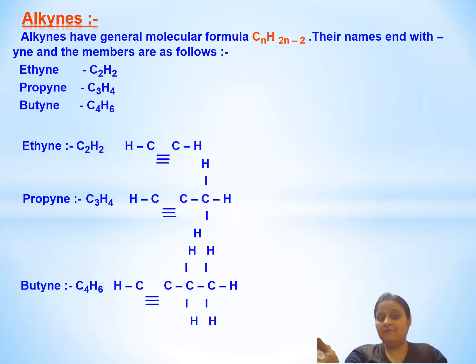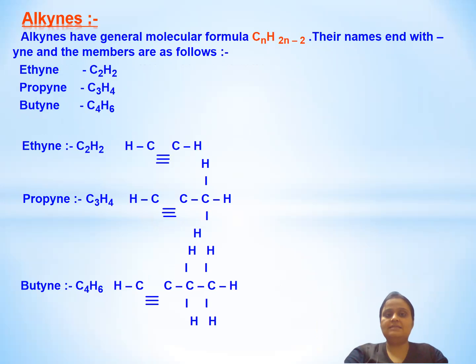The same you people have observed in arithmetic progression also in grade 10. You people have done one chapter in maths. So what you do, the common difference in the series, you find out that common difference. That is only the common difference that you make as the CH2 group. You can say that the group is the difference between two consecutive members.